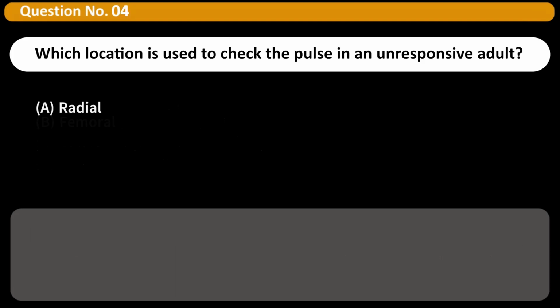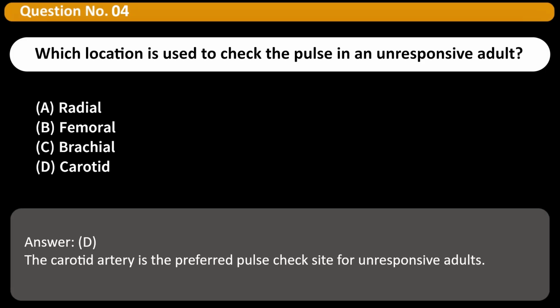Which location is used to check the pulse in an unresponsive adult? A. Radial. B. Femoral. C. Brachial. D. Carotid. Answer: D. The carotid artery is the preferred pulse check site for unresponsive adults.